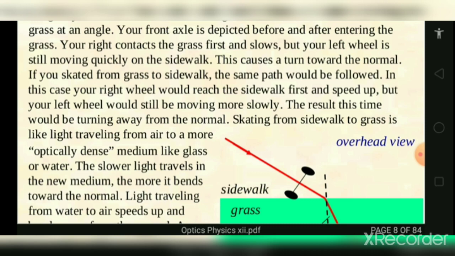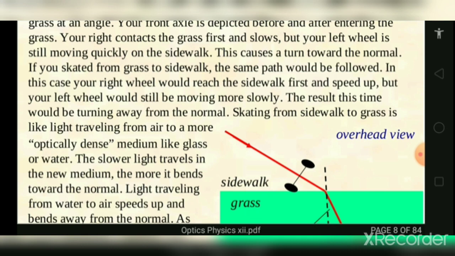If you go from grass to sidewalk, the same path would be followed. In this case your right wheel would reach the sidewalk first and speed up, and your left wheel would still be moving slowly. This results in turning away from the normal.